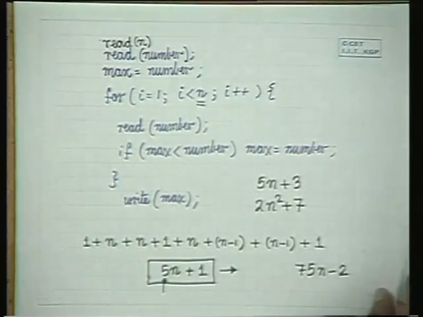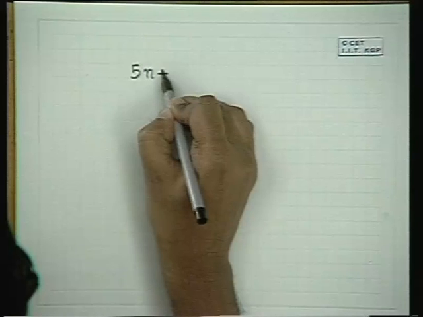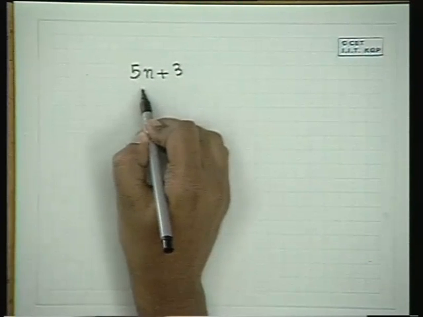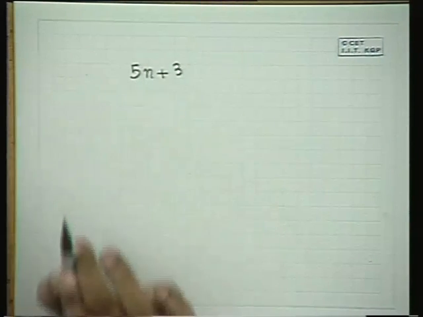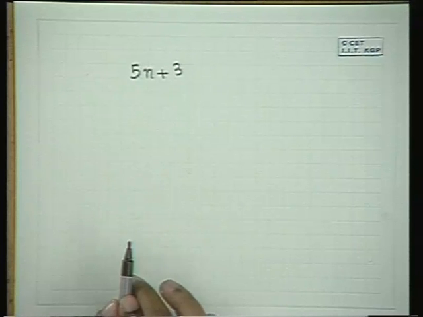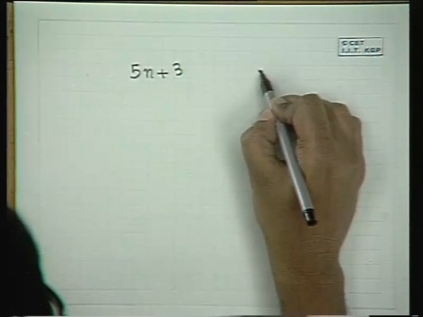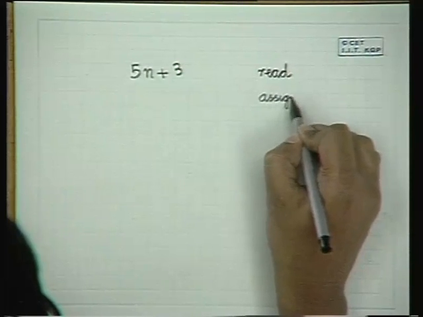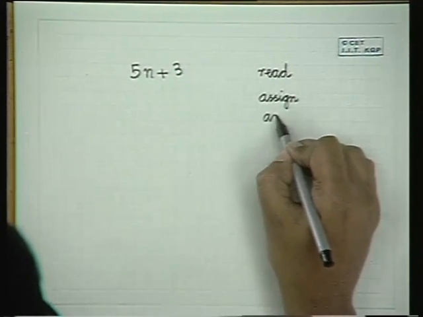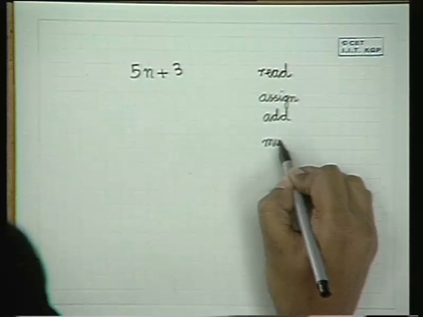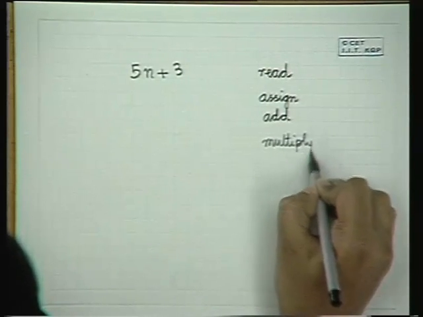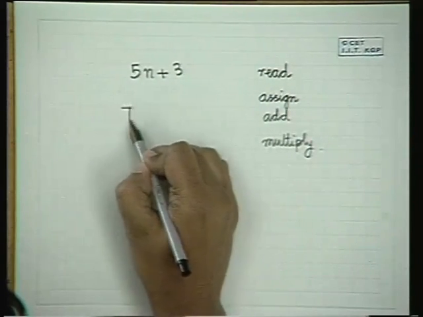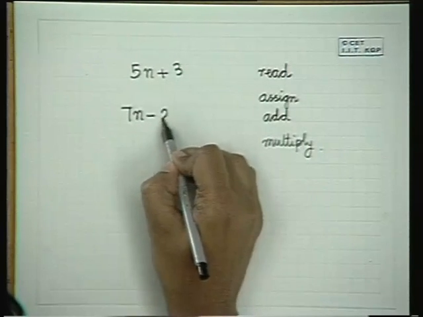Okay, I'll repeat a little more here. Suppose I have got one program which has got 5n plus 3. How did I get this 5n? I got this by making all statements unit time. But this may consist of, say, some read statement and some assignment statements, some add statements and some multiply statements. Another program takes 7n minus 2.